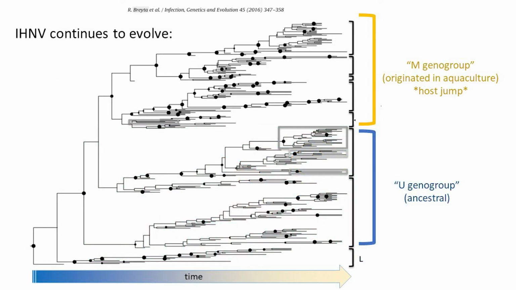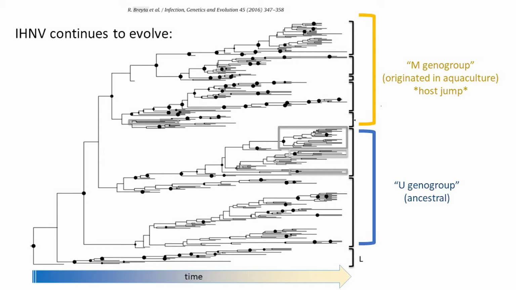So we actually know quite a lot about IHNV already. This is a cladogram depicting the genetic spread of IHNV in its North American range. And so this bottom half is what we term the U group, which is the ancestral group. You can roughly equate this to endemic strains that are mostly associated with sockeye salmon.